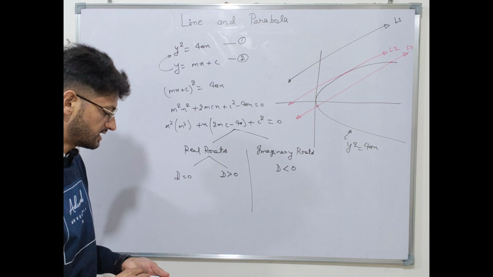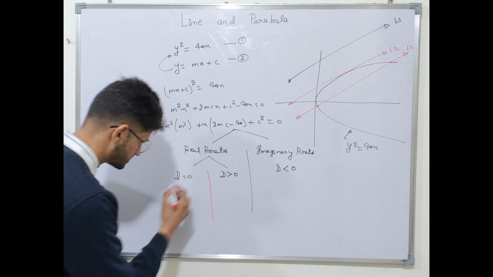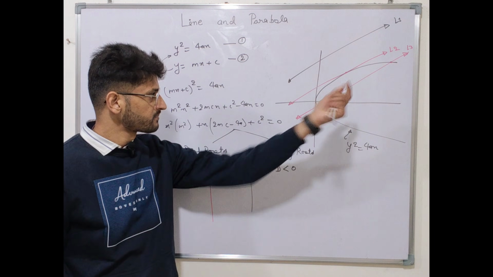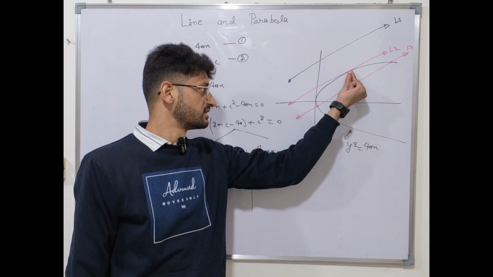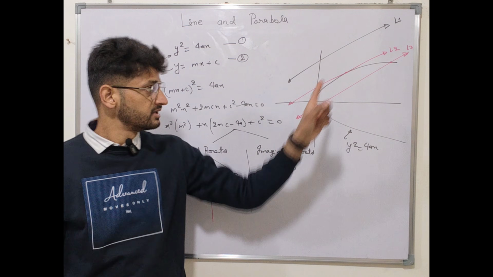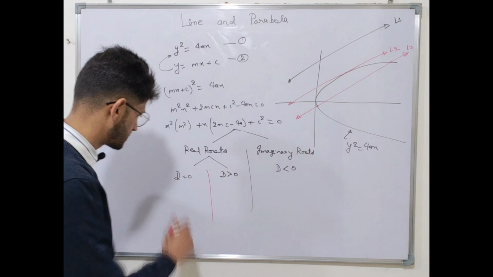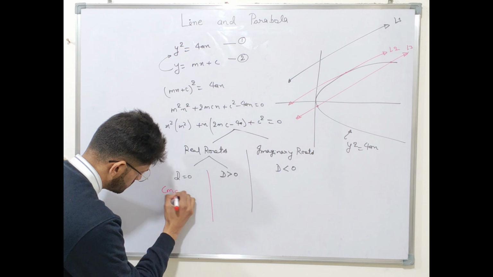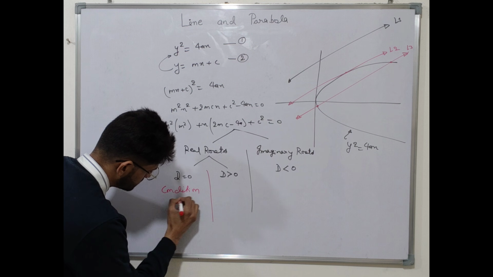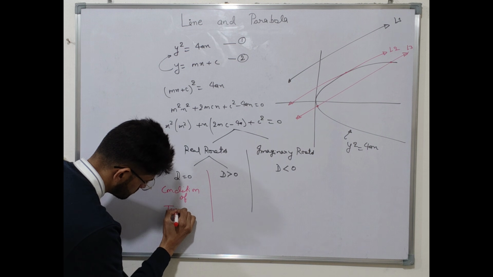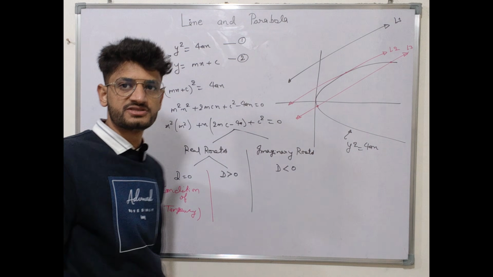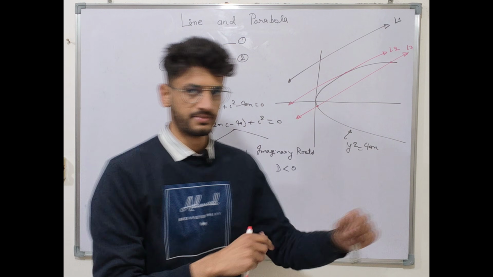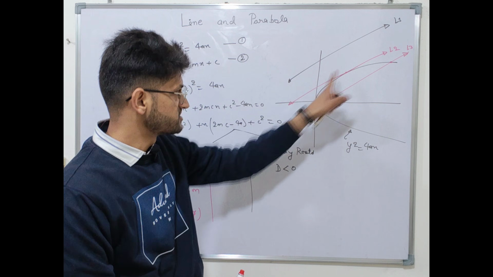So if D is equal to 0, it is known as the condition of tangency, because if there is a single root between line and parabola, it means the line will touch the parabola at a single point. That's why this is known as tangent, and this is the condition of tangency. So D equals 0 is known as the condition of tangency. That means there will be a single common root between line and parabola. That is, it will be a tangent.